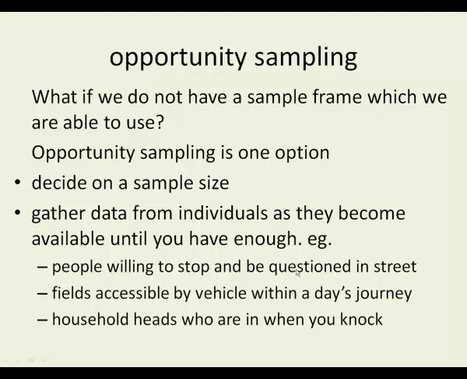So, people willing to stop and be questioned, or fields you can get to by vehicle. You want a sample of 20 fields measured, you drive round, once you've got to 20, you go back. Households' heads are in where you knock on doors. If someone's out, don't worry, you go on to the next household. When you've got your quota, then you stop and go home. That's opportunity sampling.